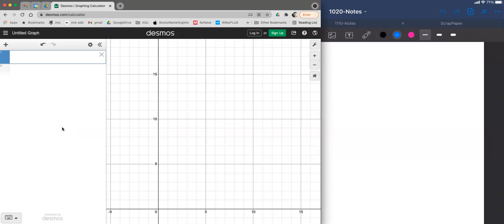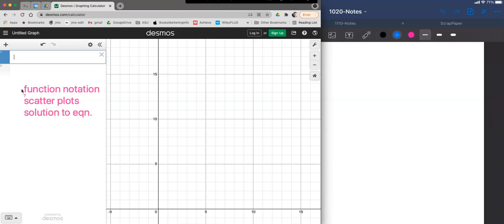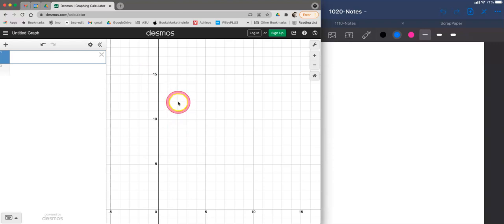Hi all. In this video we're going to look at the relationship between function notation, scatter plots, and what's going on with the solution to an equation. This is some of the material that we covered in section 1.4. So with that said, let's jump in to what we're seeing.